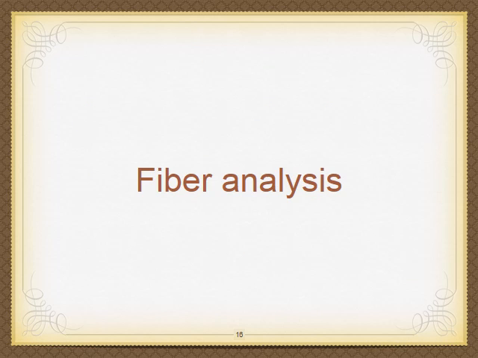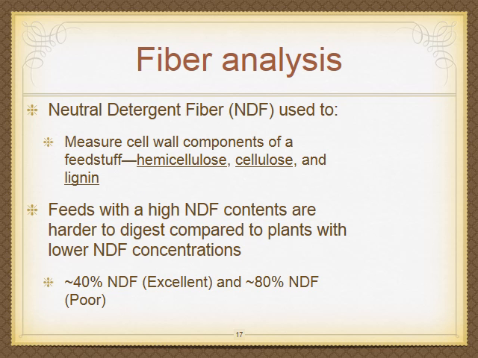Fiber analysis is important to determine how much plant material our animals are going to consume. Neutral detergent fiber is commonly used in range nutrition. And neutral detergent fiber is a laboratory procedure that's used to measure cell wall components of a feedstuff or of plants. And these three components are hemicellulose, cellulose, and lignin. Now, feeds with a high NDF content are harder to digest compared to plants with lower NDF content.